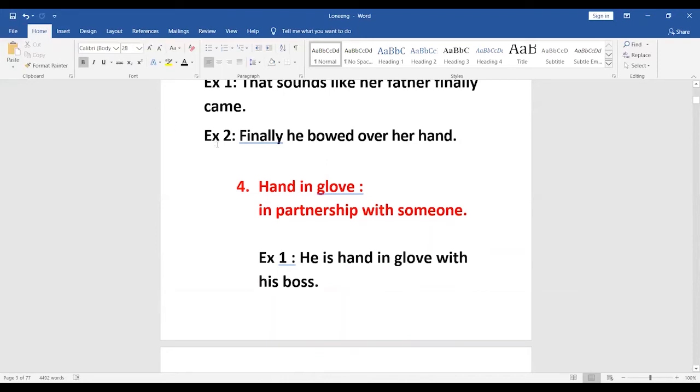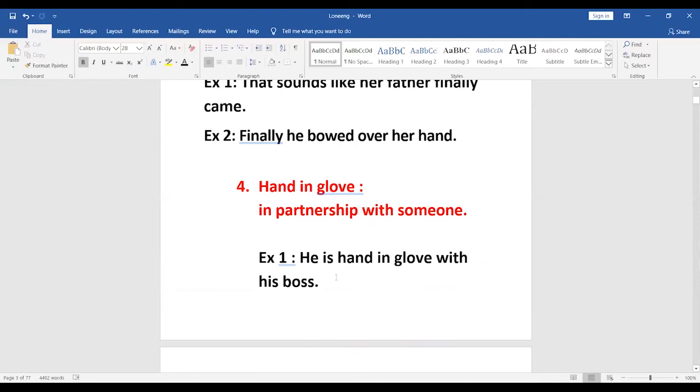Okay. The fourth phrase is hand in glove. Now, this is a very, very common phrase, and people use this all the time. All over the world, people use it. So I want you to know it. It means you are in partnership with somebody.